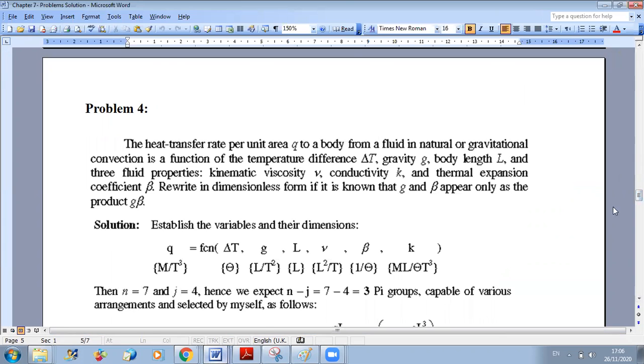So in this problem, we have that the heat transfer rate per unit area Q to a body from a fluid in natural or gravitational convection is a function of the temperature difference delta T, the gravity G, the body length L.